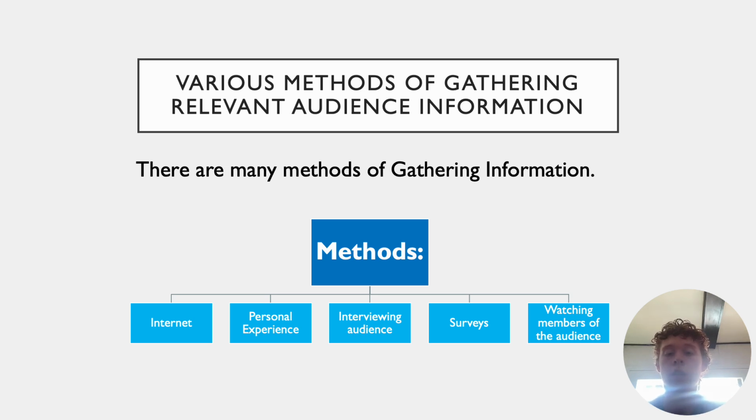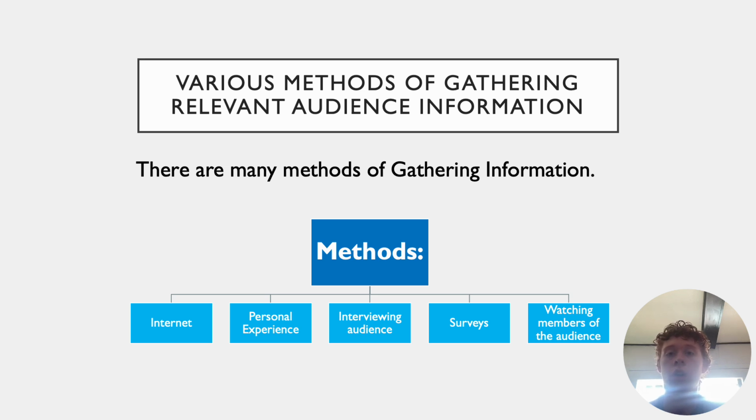Also surveys, same thing. You can survey the audience and the people, or the organization that you're speaking at, or the event that you're speaking at. You can survey those people to see how they feel about certain things, where they stand on certain things, so you can better prepare your speech. And then also just observing other members of your audience.